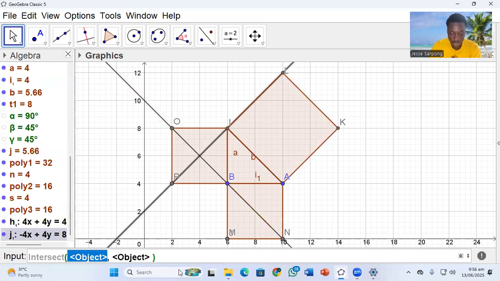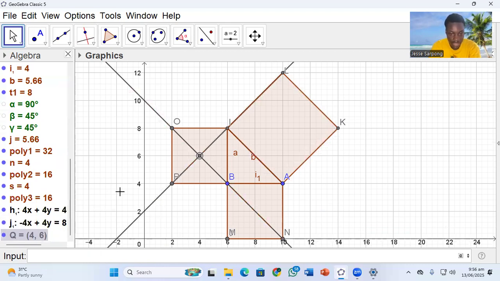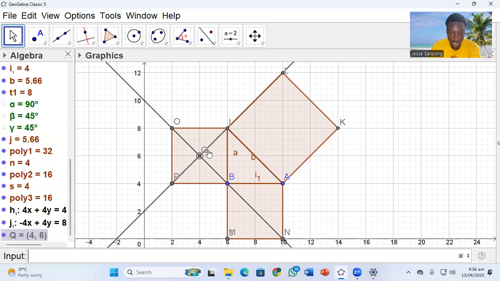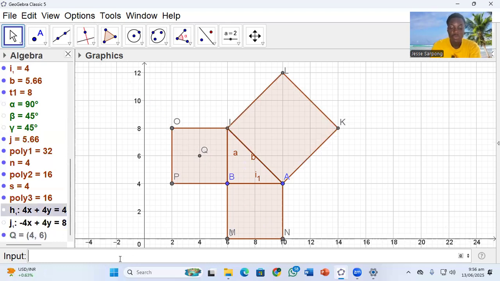The first line is line H subscript 1, and the second line is line J subscript 1. Their intersection gives me Q. So here I'll do show label so that the Q will come. Now we can see our Q over here. I'll deactivate the lines for us to see our Q. And now I want to get this square.